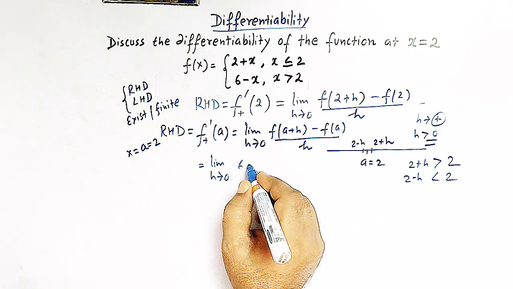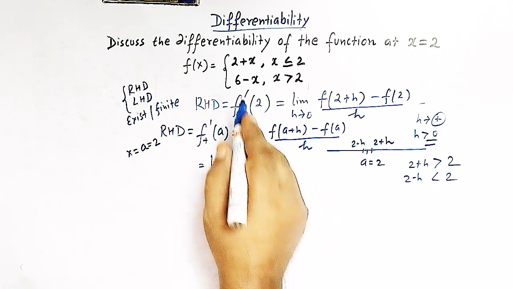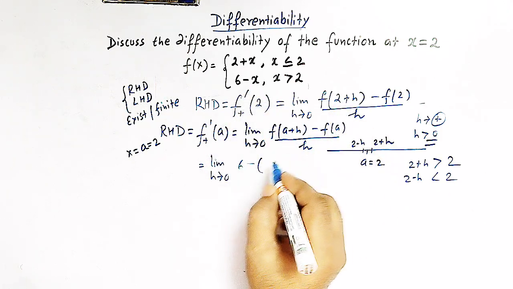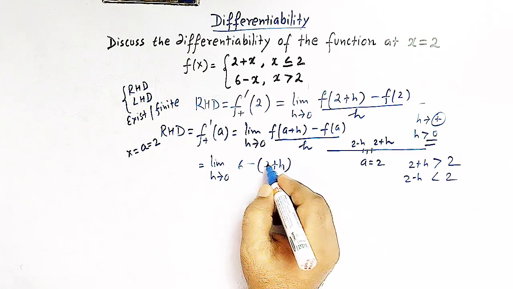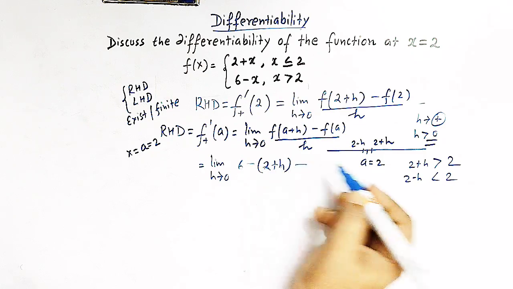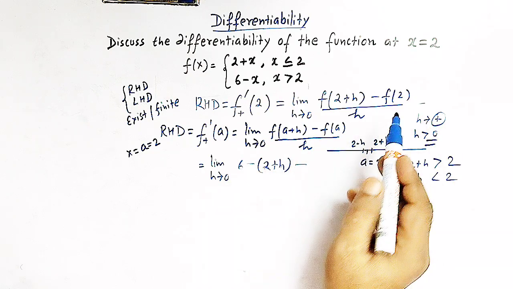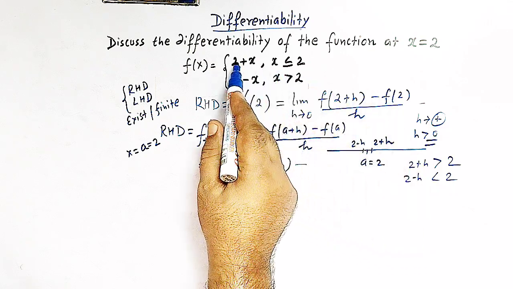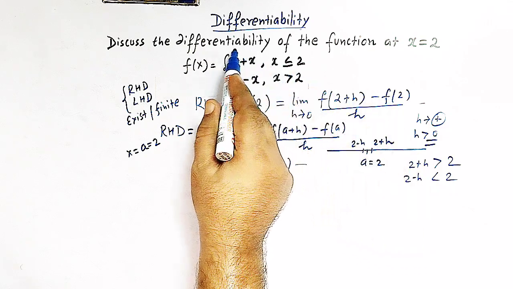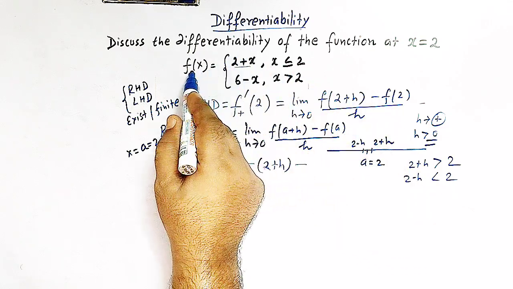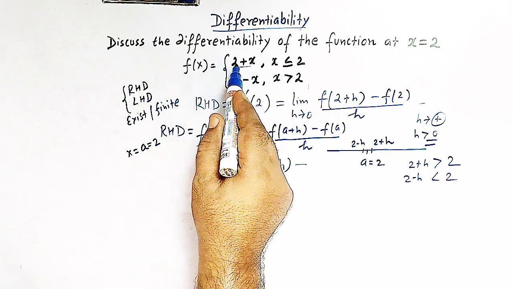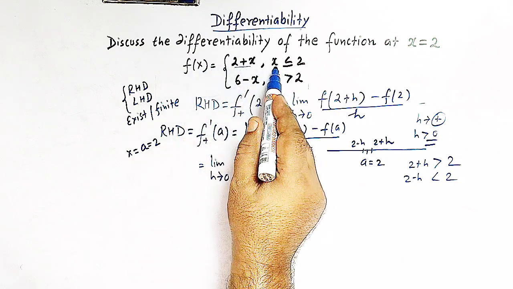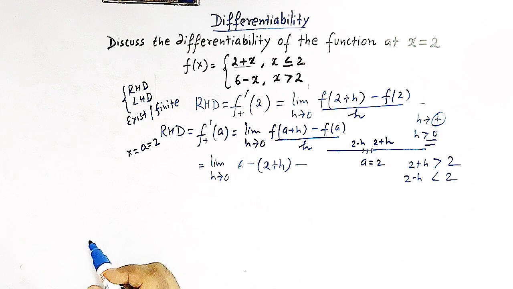So we have 6 minus, here x can be replaced by 2 plus h, and then we have here f of 2. So to get the value of f of 2, we will make use of this part of the function, that is f of x is 2 plus x for x less than or equal to 2, right?